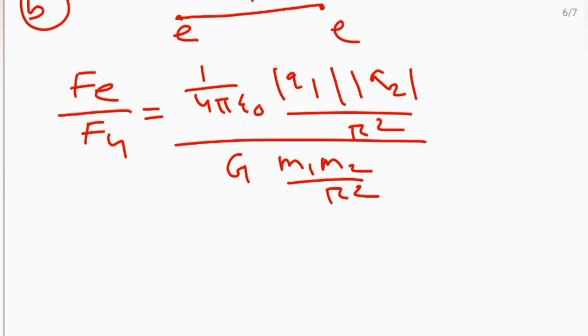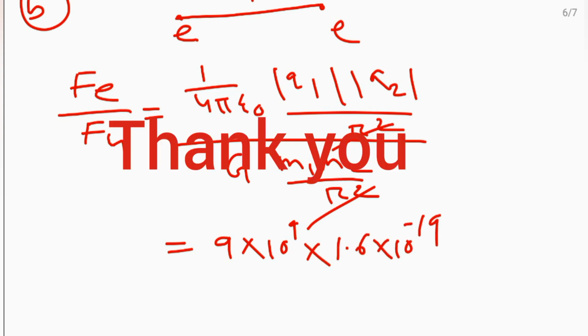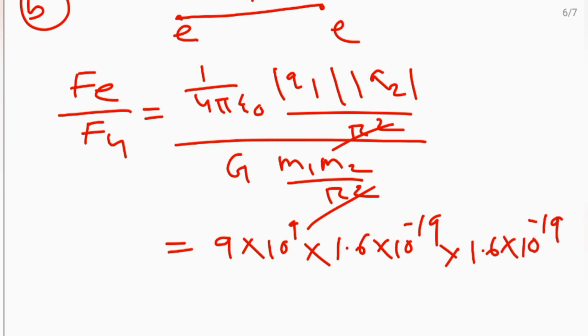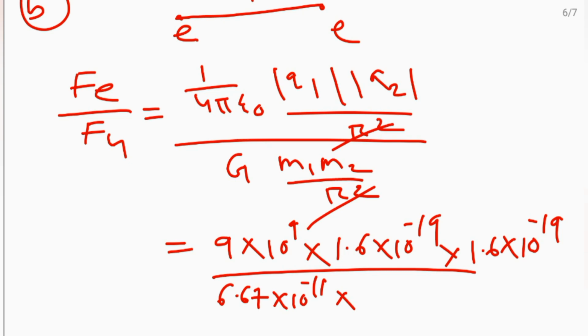So this r square and this r square will cancel out each other, and we know the value of 1 by 4 pi epsilon 0 is 9 into 10 to the power 9, and q1 is the charge of one electron, that is 1.6 into 10 to the power minus 19 coulomb, and q2 is the charge of one electron, that is 1.6 into 10 to the power minus 19 coulomb, and G has value 6.67 into 10 to the power minus 11, and m1 is the mass of one electron, that is 9.1 into 10 to the power minus 31 kg, and m2 is also the mass of one electron, that is 9.1 into 10 to the power minus 31 kg.